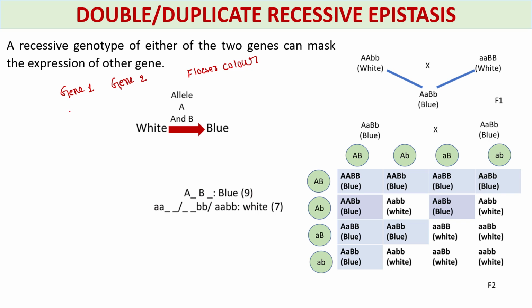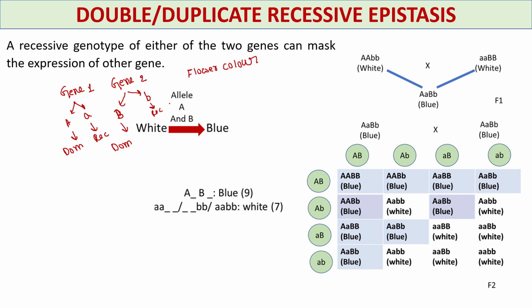Gene 1 has two alleles, capital A and small a. Capital A is dominant, small a is recessive. Similarly, gene 2 has two alleles, capital B and small b. Capital B is dominant, small b is recessive.